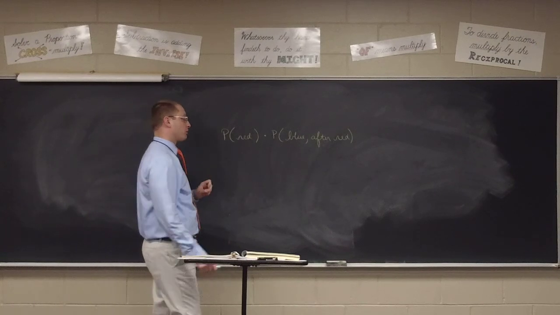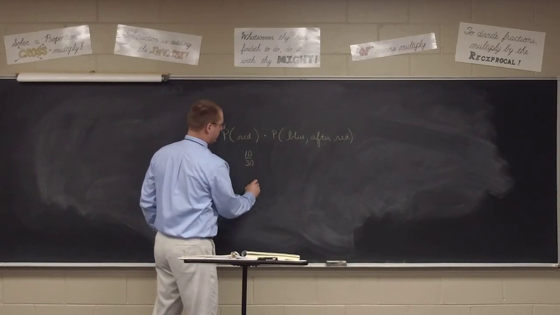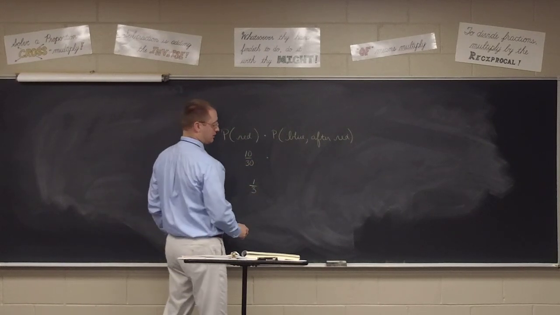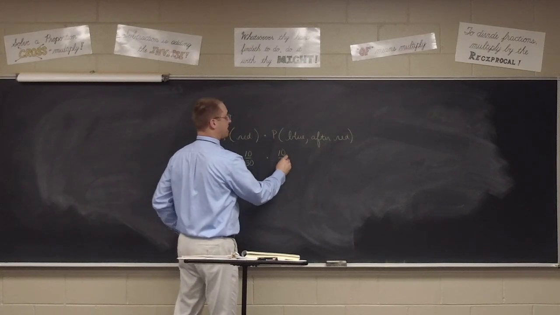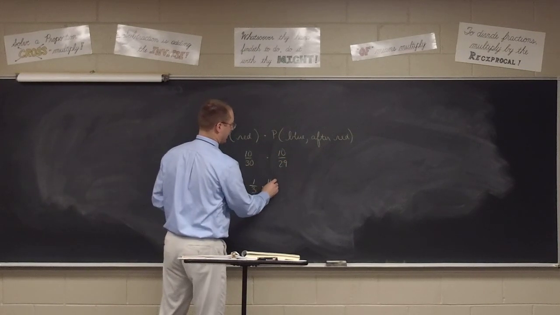Scott, what's the probability of red? 1 to 3. Good. 10 to 30, which is 1 to 3. What's the probability of blue after red? 10 to 29. All 10 blue are still there, but there's now only 29 total cards. That obviously does not reduce.